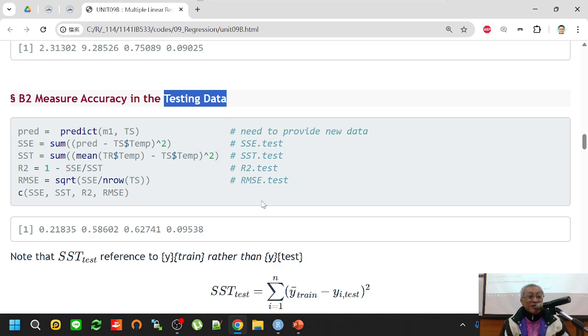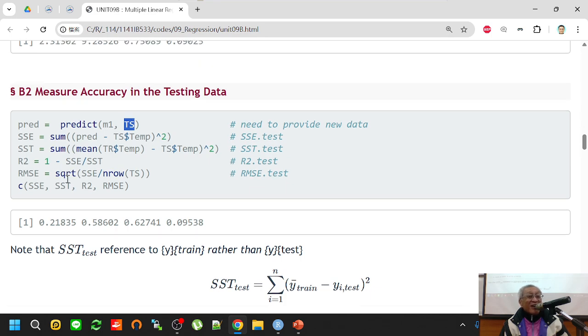So that's the reason we set aside some data for testing. The calculation is basically all the same, except that right now we are using TS instead of TR. This is the first important thing. The second important thing is that we need to use TS to do the prediction. And the rest are all the same.